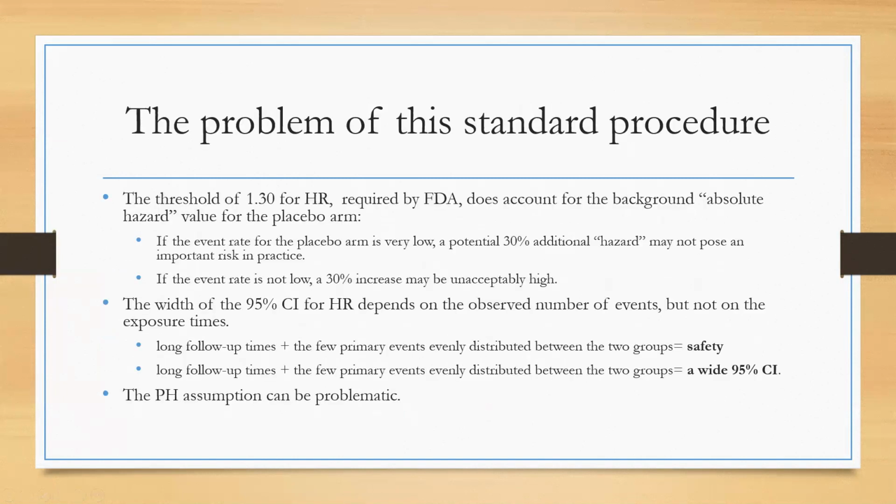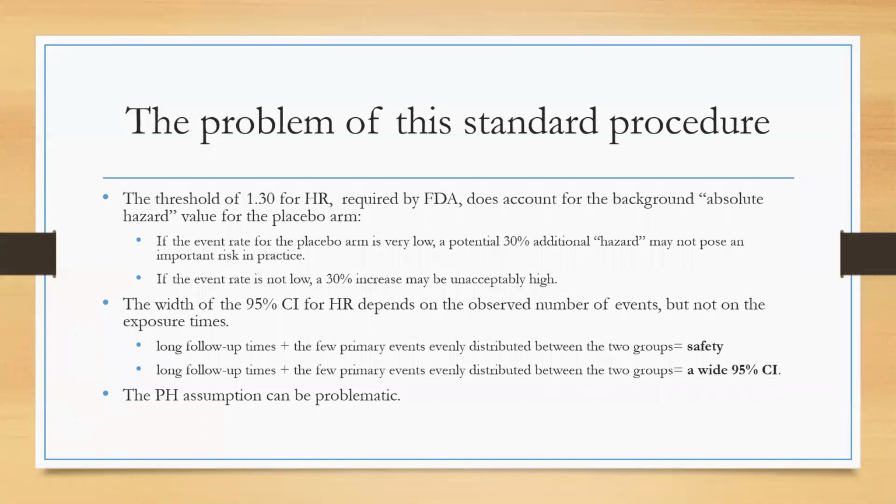And the threshold for hazard ratio in this equivalence trial required by FDA is 1.3. So basically, if the confidence interval of your hazard ratio falls into the interval 0.7 to 1.3, you are fine. You can claim equivalence. And in this case, we are good, right? But if we want to ask a few more questions: why do we choose 1.3?